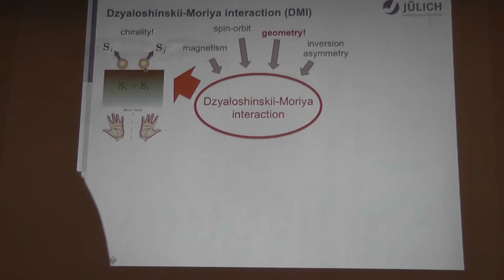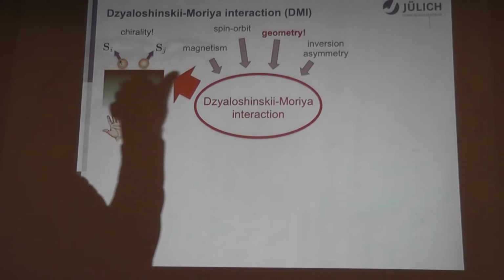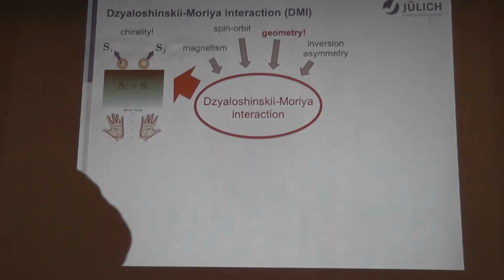For example, the non-zero DMI for these two spins would energetically prefer either this state or its mirror image. In a sense, the DMI is something which allows us to distinguish the left hand from the right hand, and in this sense, it is a rather natural concept.